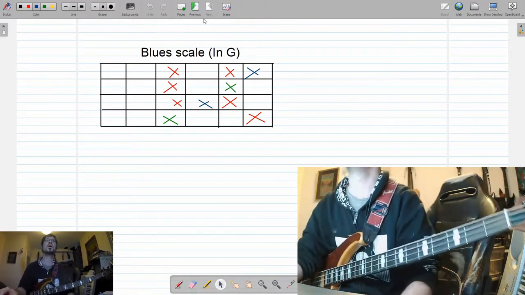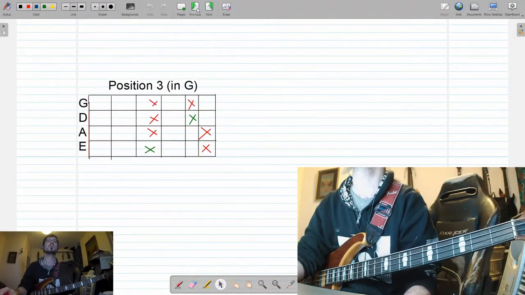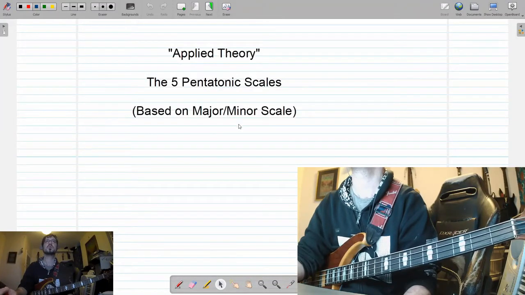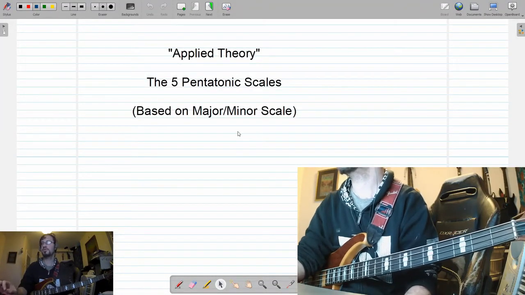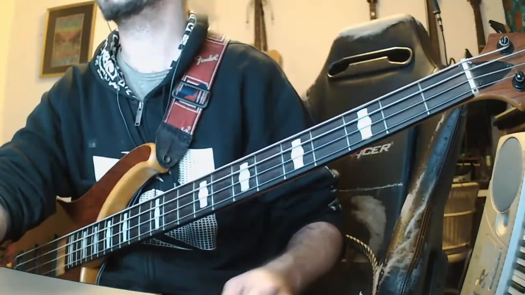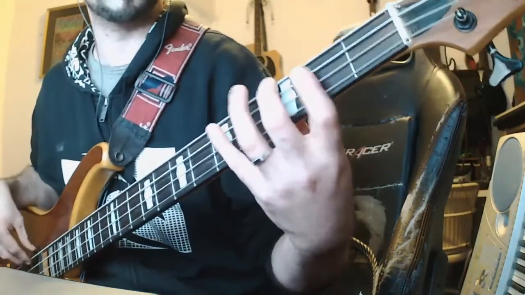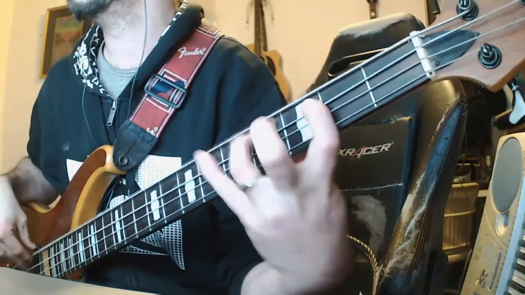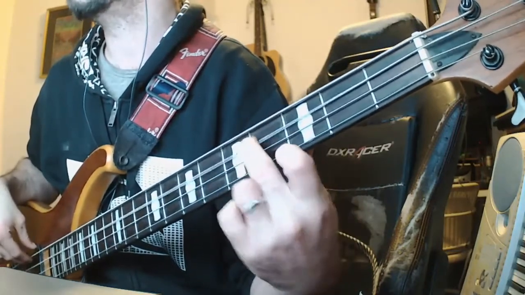So I'm going to probably leave that now until the next lesson, but hopefully this has been useful for you. It's been applied theory, the 5 pentatonic scales based on the major/minor scale, and it also gives you a bit of insight into how to make your own pentatonics. So when we're looking around later on at different scales, you might be able to make variations of them for your own entertainment. So like I mentioned, Lydian. Lydian is, for example, a major scale with a sharp 4.